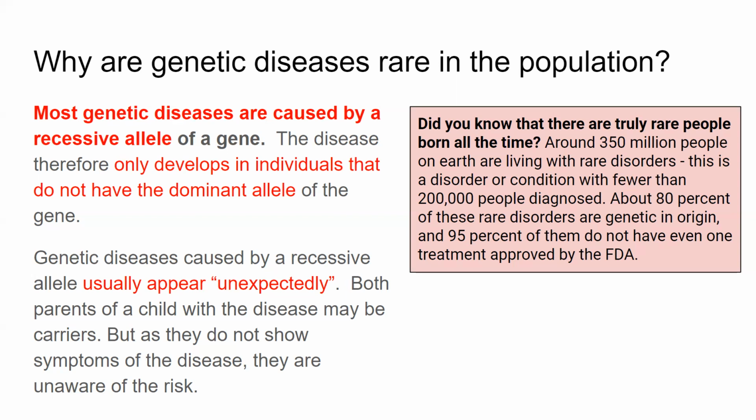Did we read this? There are truly rare people born all the time. Around 350 million people on Earth are living with rare disorders. About 80% of these rare disorders are genetic in origin. So it's rare, but even with our giant population, it's still a lot of people, right?